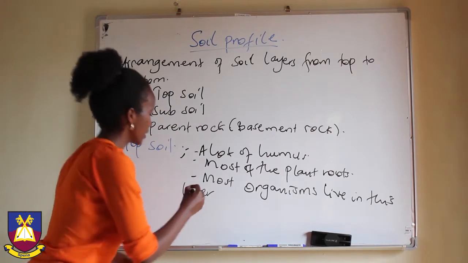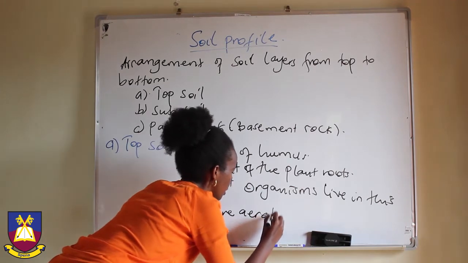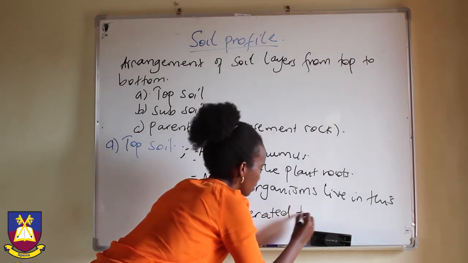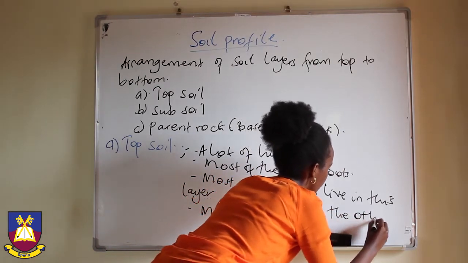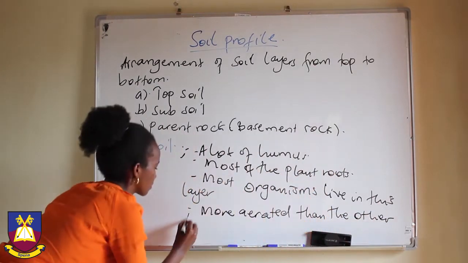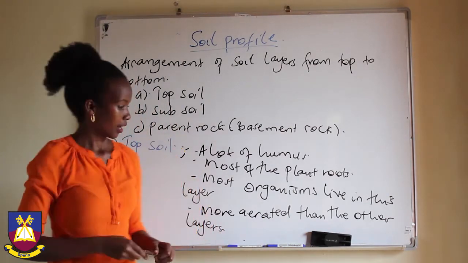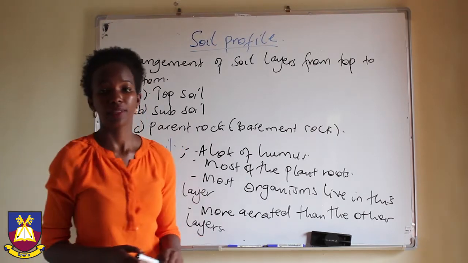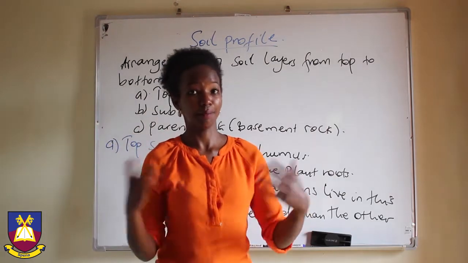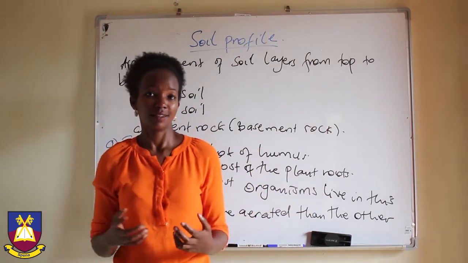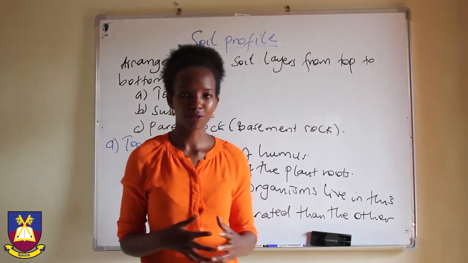It is more aerated than the other layers, and it has more water than the other layers of soil. So you see, it has the most humus, it has the most air, it has the most water. Most definitely it should have the most organisms and the most plant roots.